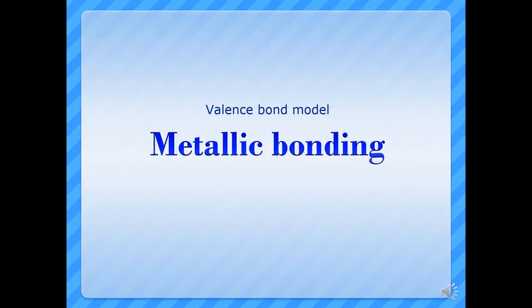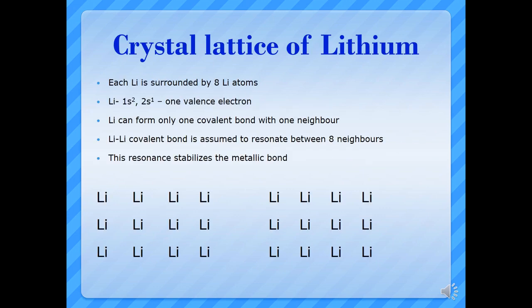Now let's see the valence bond model of the metallic bond. Let's take the example of lithium. It is understood that in the crystal lattice of lithium, each lithium is surrounded by 8 other lithium atoms. If you take this one, the neighbors are 1, 2, 3, 4, 5, 6, 7 and 8.